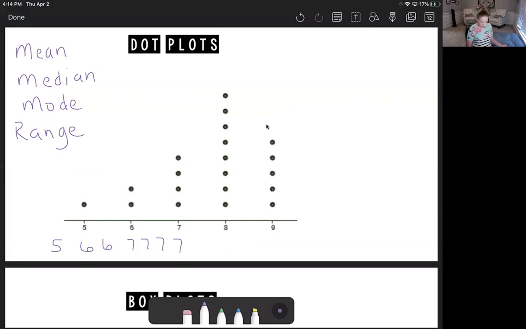and range. Another thing that they're going to ask you about on dot plots is again about the shape. So again, let me talk about symmetrical. Symmetrical looks like that. So the peak is your tallest bar. So on this one, the peak is at 8. If this were to be a symmetrical dot plot, the peak would be at 7, and it would go down evenly on both sides. So that right there is symmetrical. And I'm going to just say symmetric. It's symmetric.